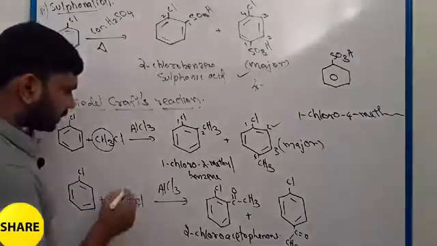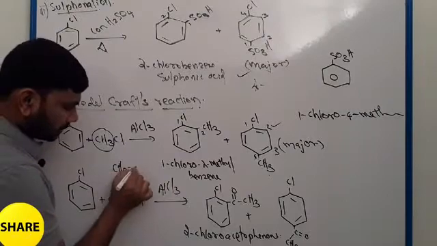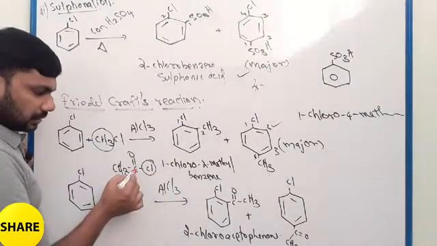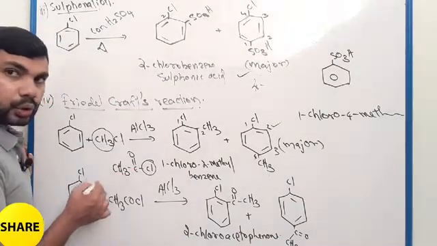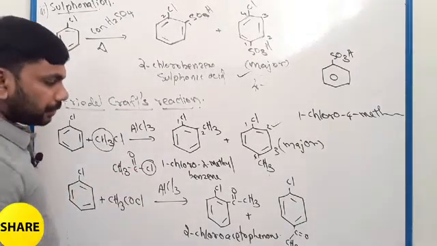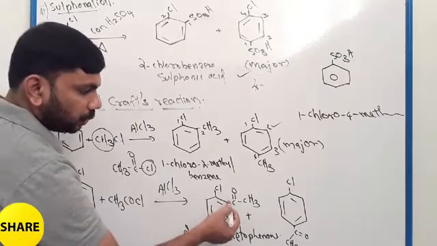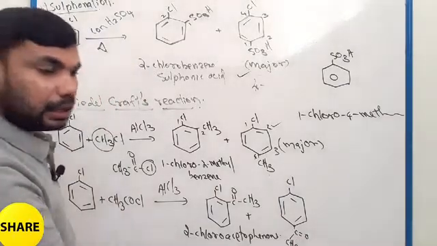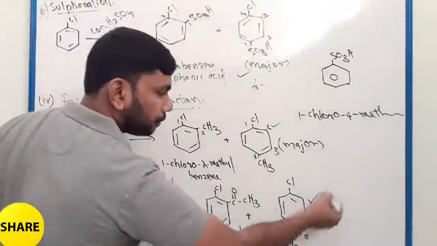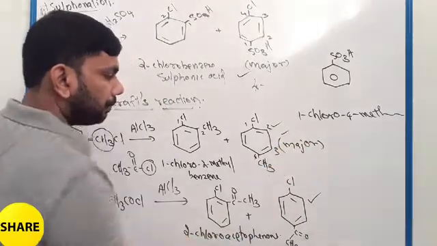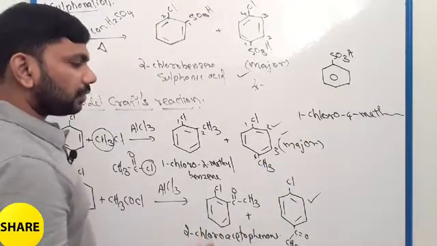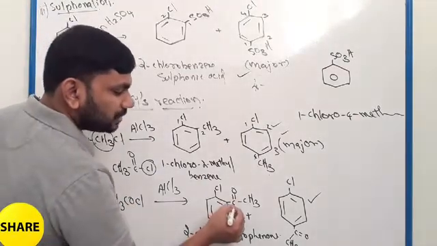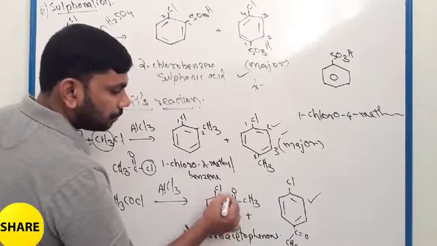Look here, CH3CO means CH3, C double bond oxygen, Cl. This Cl will be replaced, and this carbon will bond in the ortho or para position. Clear? So here this is the ortho product and this is the para product. Here also the para product will be the major product.